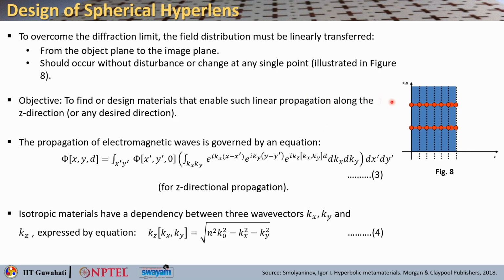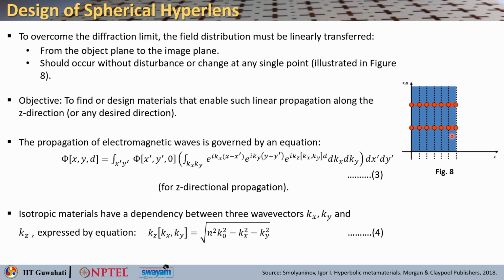Okay. So, that means from the object to the image plane, and it should occur without disturbance or any change in any single point, right. So, the objective here is to find or design materials that enable such linear propagation through the z direction or say in any other direction.